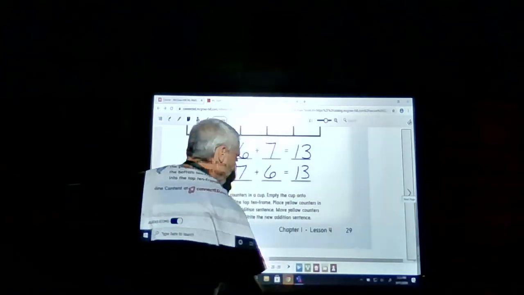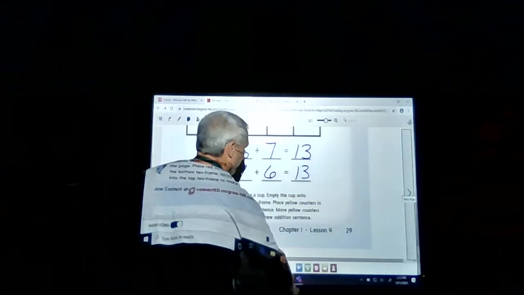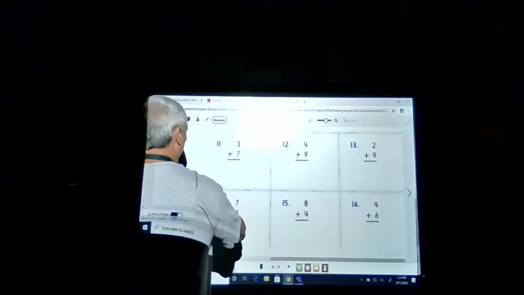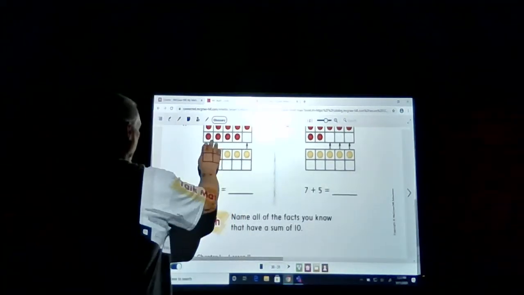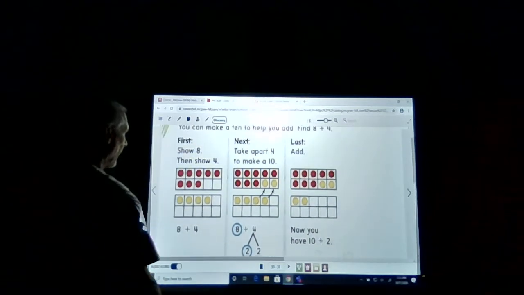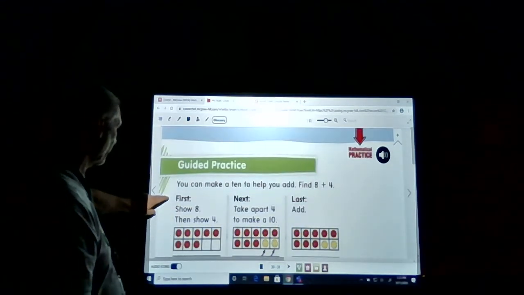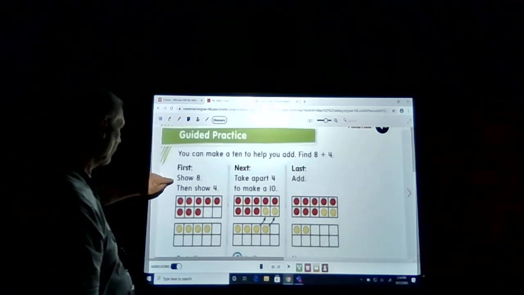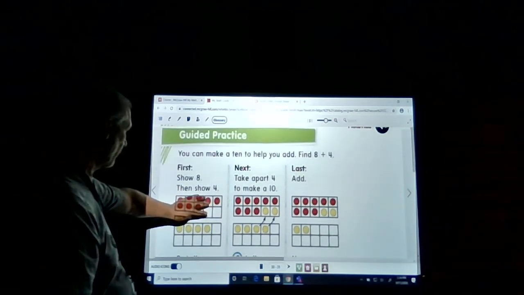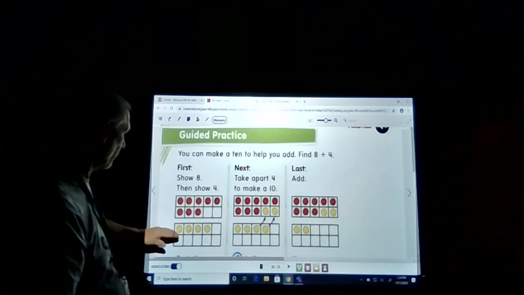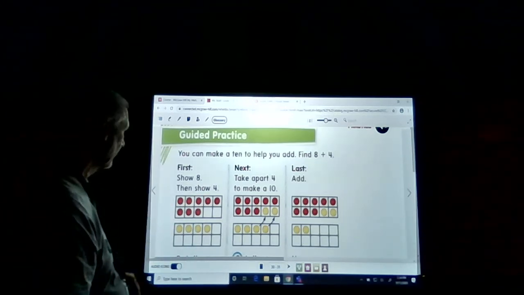Let's turn the page and look at our guided practice. Here you can see we have those 10 frames. So first, you can show 8 with the red: 5, 6, 7, 8, and then show 4. There's 4.